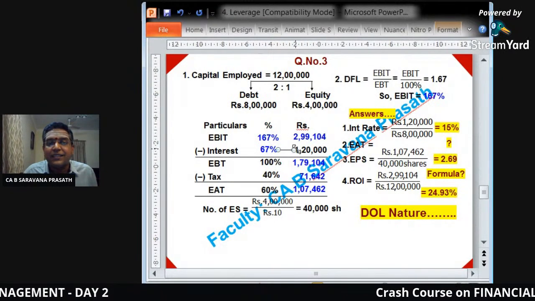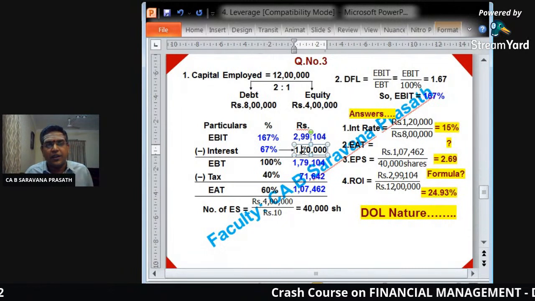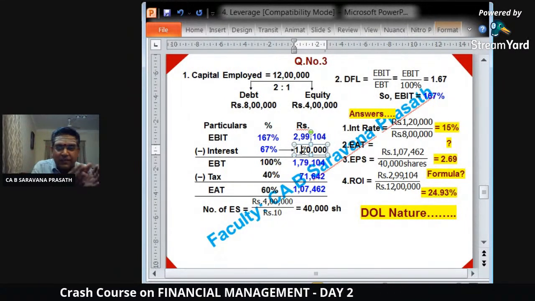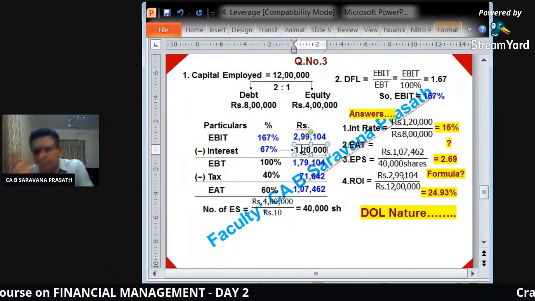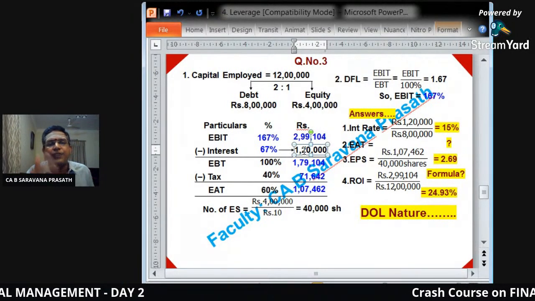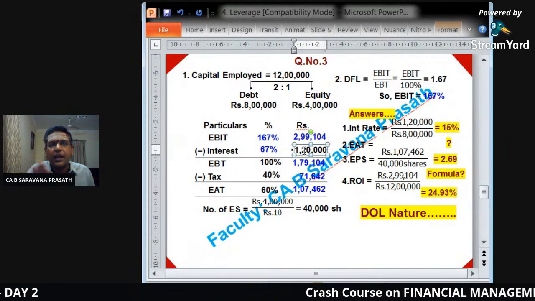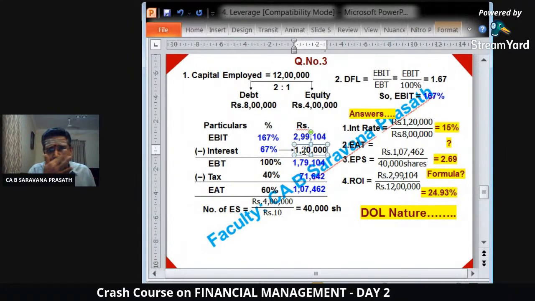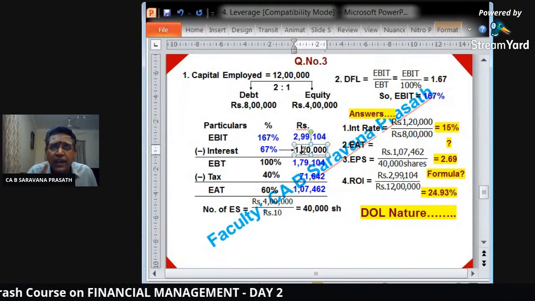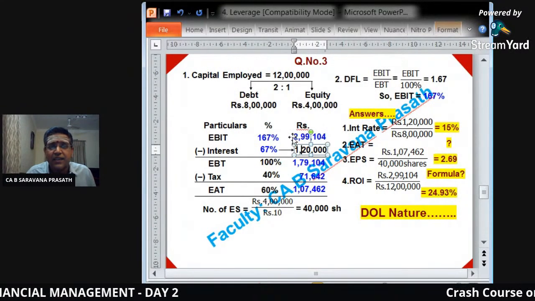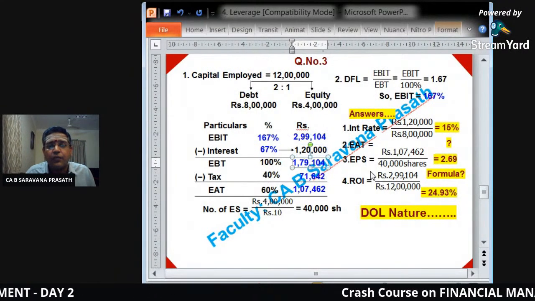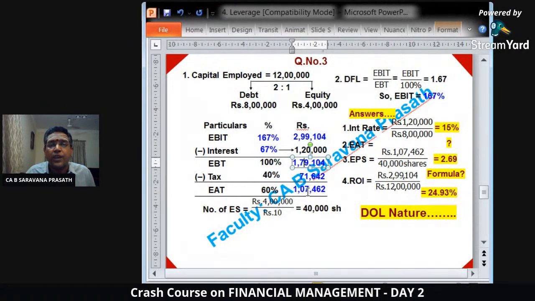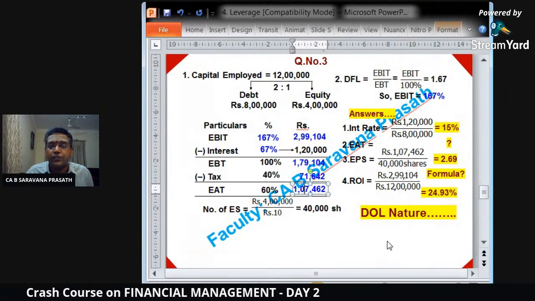If that 67% is equivalent to 1,20,000, proportionately what are the other numbers? I round them off to the nearest rupee. In this case, 299,104 is the EBIT. 179,104 is the EBT. 40% tax on that, and therefore EAT is equivalent to 107,462.